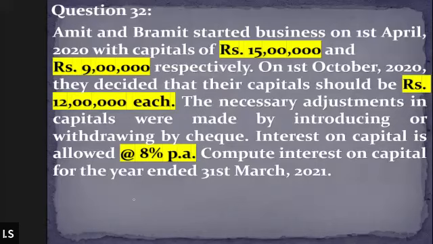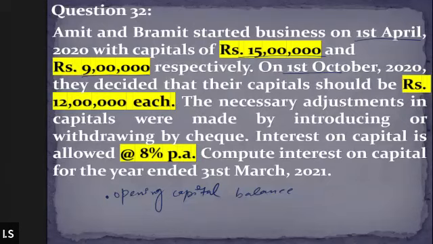Question 32 says that there are two partners, Amit and Bramit, who have started business on 1st of April with a capital of rupees 15 lakh and 9 lakh. So these are the opening capital balances of the partners, given in the question. Then on 1st of October 2020, they have decided that their capital should be rupees 12 lakh each. So from 1st October onward, they have decided to maintain a capital balance of 12 lakh each, right?